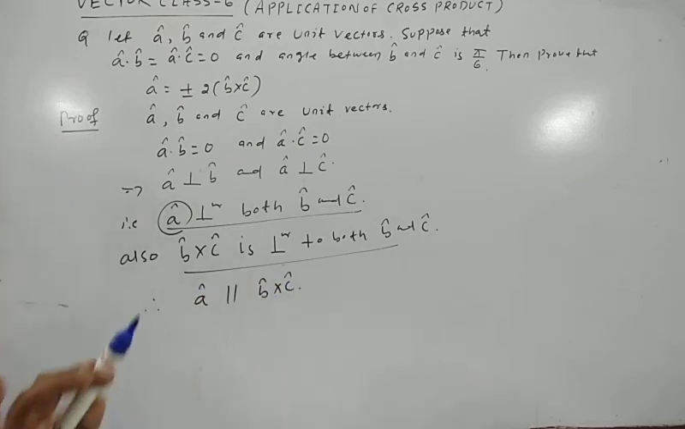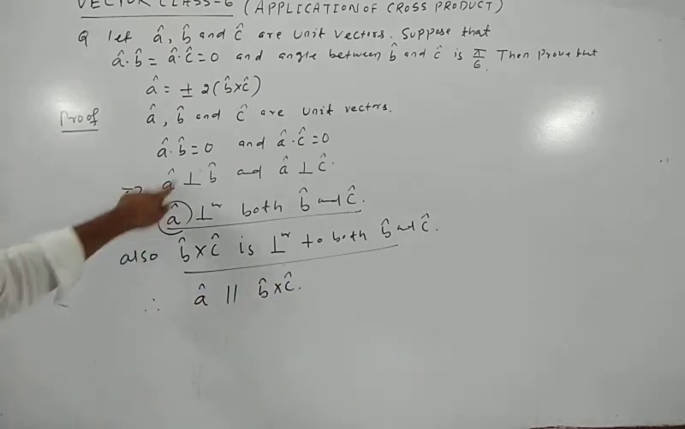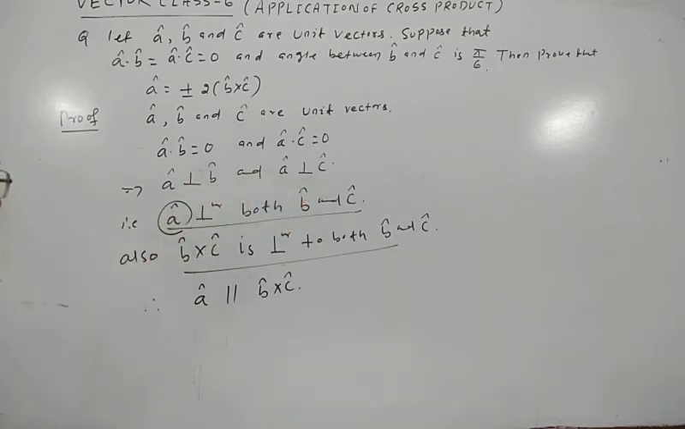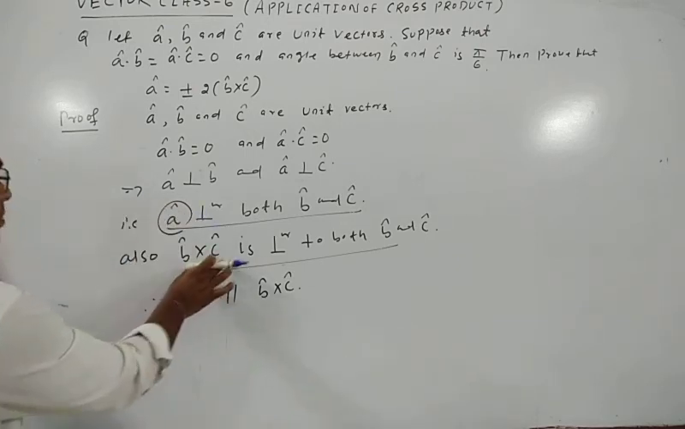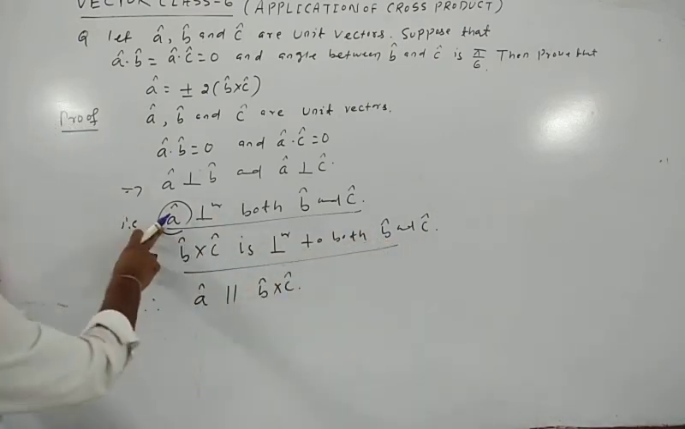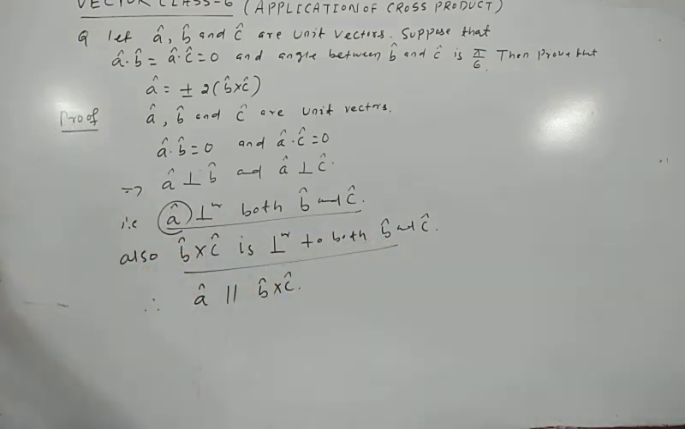Do you understand? A cap is perpendicular to B cap, and A cap is perpendicular to C cap. But B cap cross C cap is perpendicular to both B cap and C cap. So A cap must be parallel to B cap cross C cap.